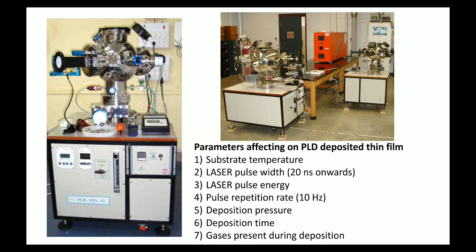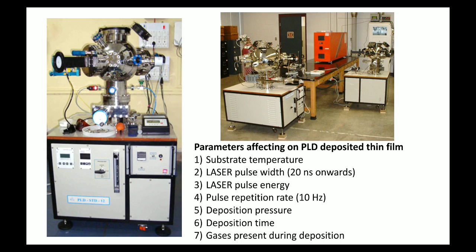Second is the laser pulse width. You have to use a laser pulse width of about 20 nanoseconds, because 20 nanoseconds is the lowest pulse width available with this source. Laser pulse energy, as I said, you can also adjust. If you want a high deposition rate, then you have to increase the laser energy. If you want a slow deposition rate, then you can minimize the laser energy.